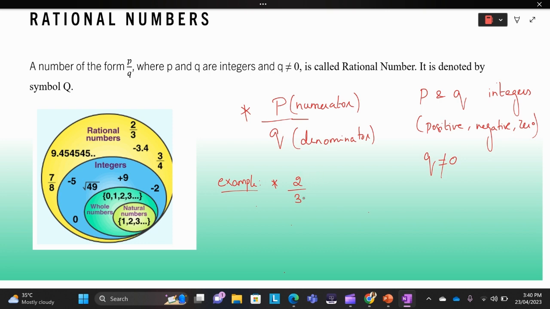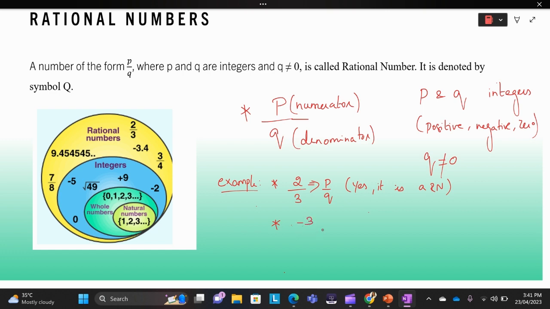Let's analyze. 2 by 3 is expressed in terms of p by q, right? That is in fraction, where p is a numerator, which is 2 here, and q is a denominator, which is 3 here. And p and q are integers. I know 2 and 3 belong to integers. So, I can say it is a rational number. Why? Because 2 by 3 is expressed in terms of p by q.